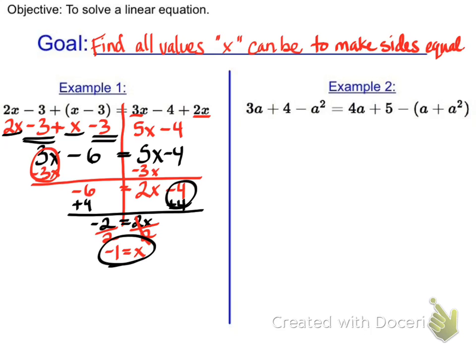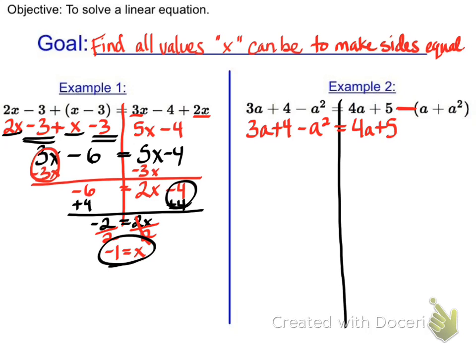Now, example 2. Again, start with my line. Make sure I keep things equal on both sides. I'm going to copy the left side because there's nothing for me to simplify. But the right side, I see parentheses. So I'm going to copy what's before the parentheses. And then I'm going to flip what's inside because it was minus parentheses a plus a squared.